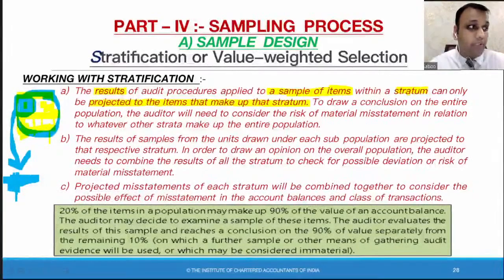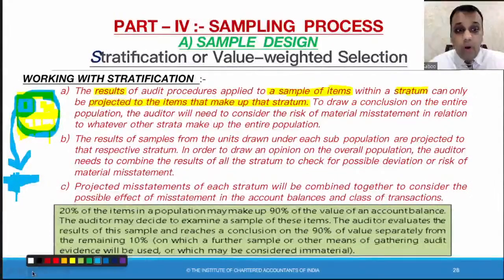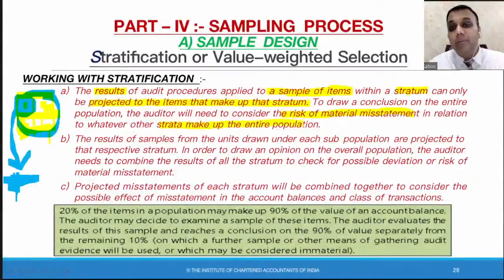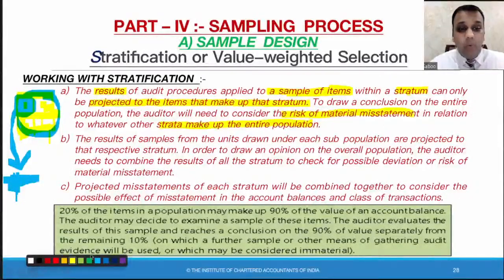What is the first point saying? To draw a conclusion on the entire population, the auditor will need to consider the risk of material misstatement in relation to whatever strata make up the entire population. We cannot directly go to the entire population, jumping to the highest level. We have to go step by step. So first of all, we have divided the whole population into different strata: stratum 1, stratum 2, stratum 3, stratum 4. All these strata have items in them.